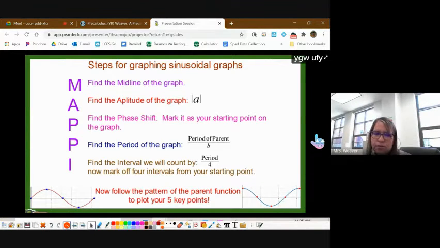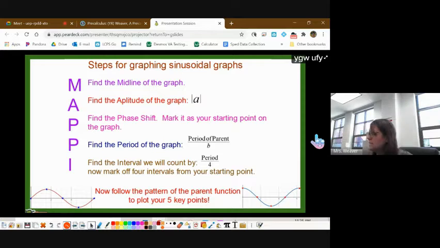And he said in the video notes, you can call it VAPI if you want, for vertical shift instead of midline. I like it as the midline. I actually draw in the midline. So M stands for midline, so we're going to graph our midline. A stands for amplitude. From that midline, we'll go up the amplitude and mark our maximum. We'll go down the amplitude and mark our minimum, okay?